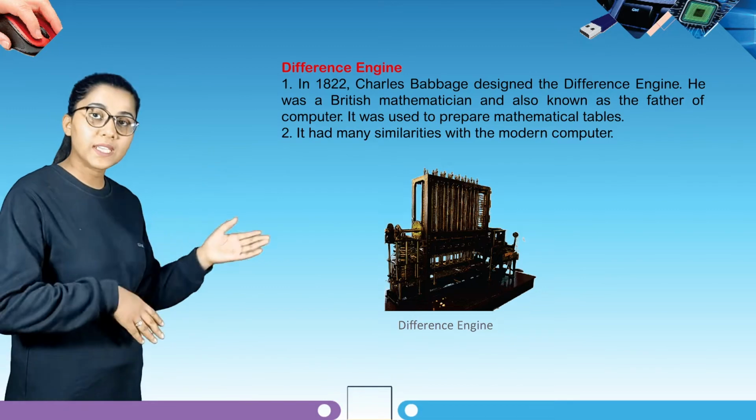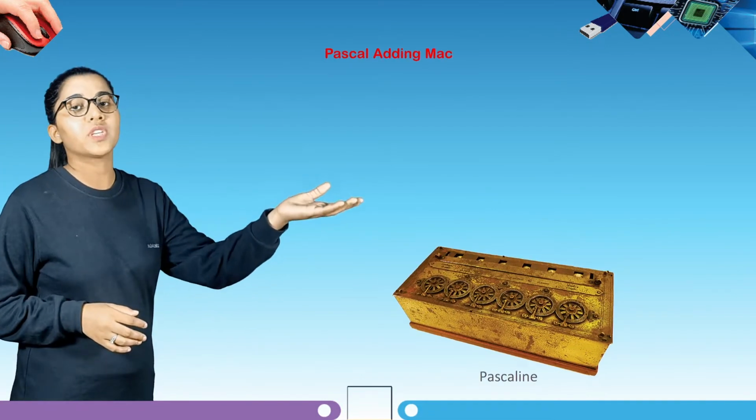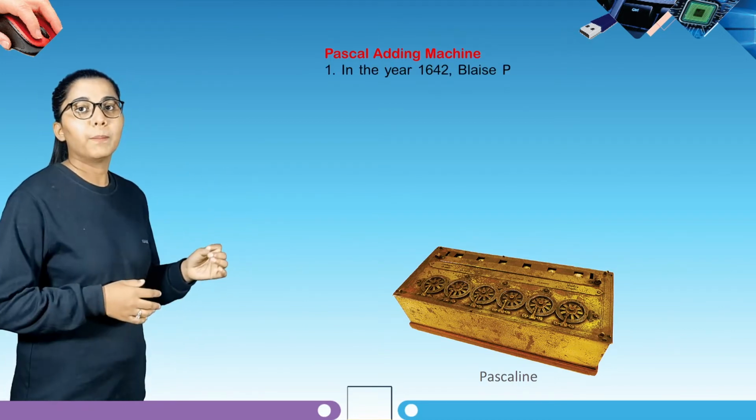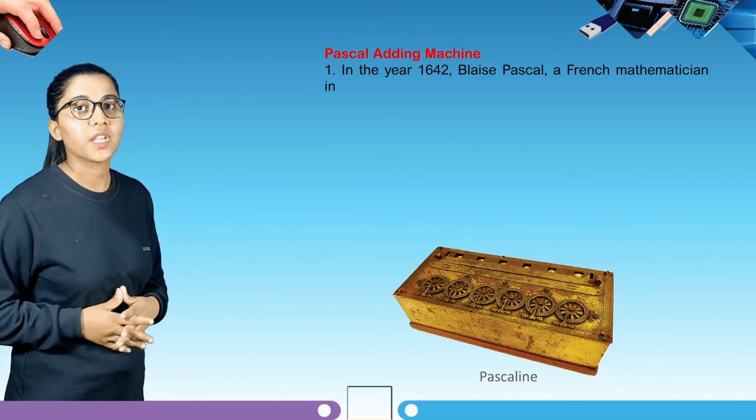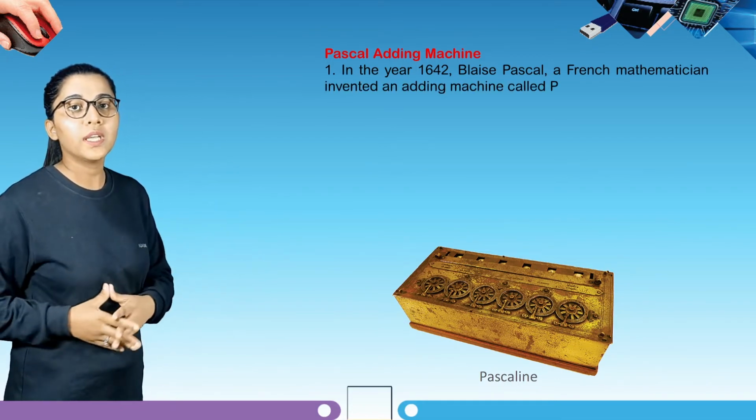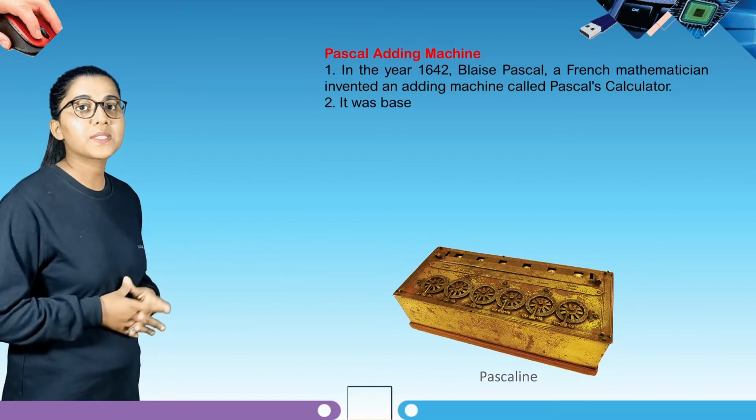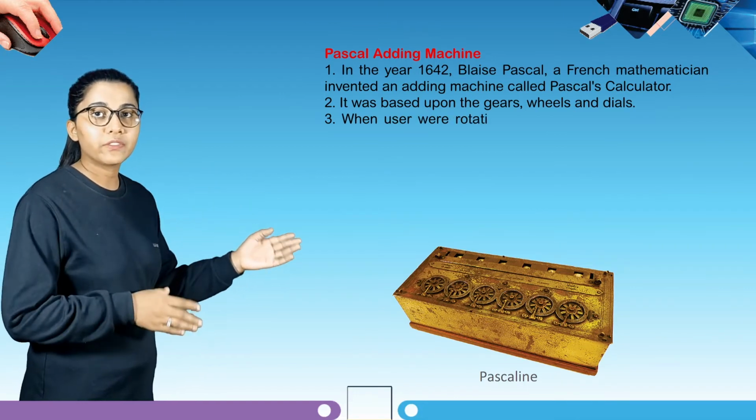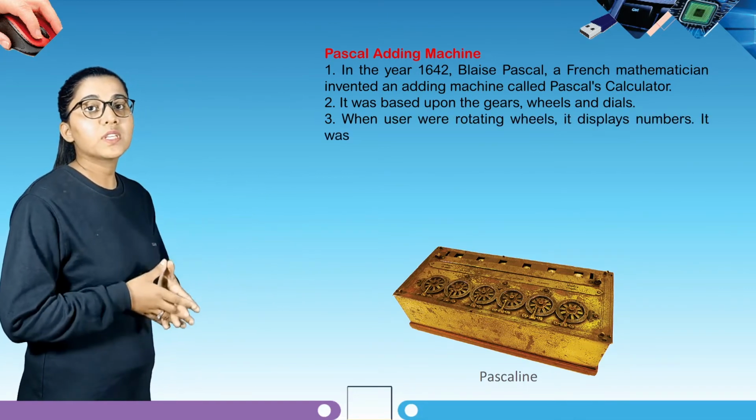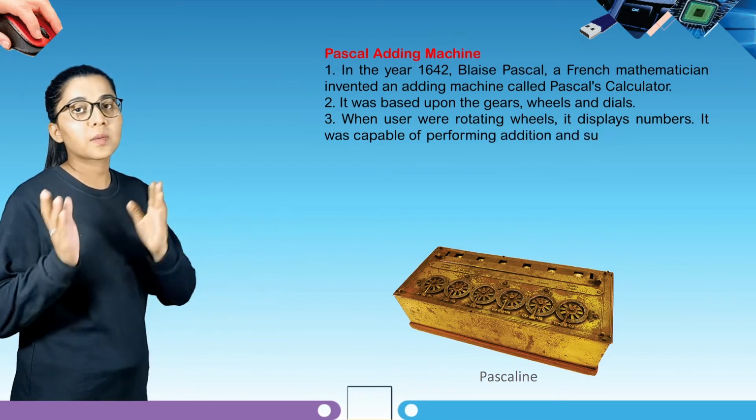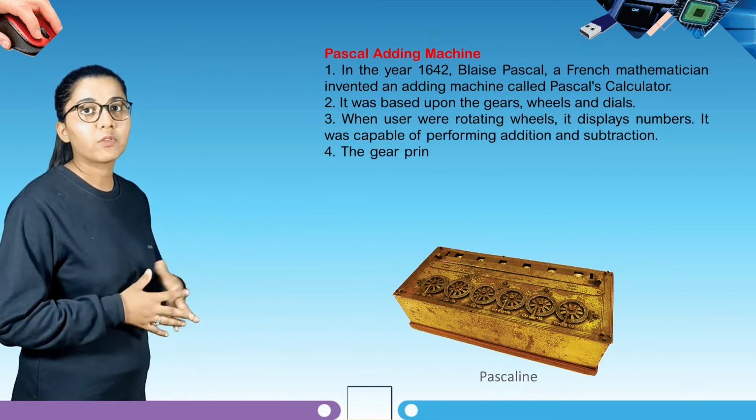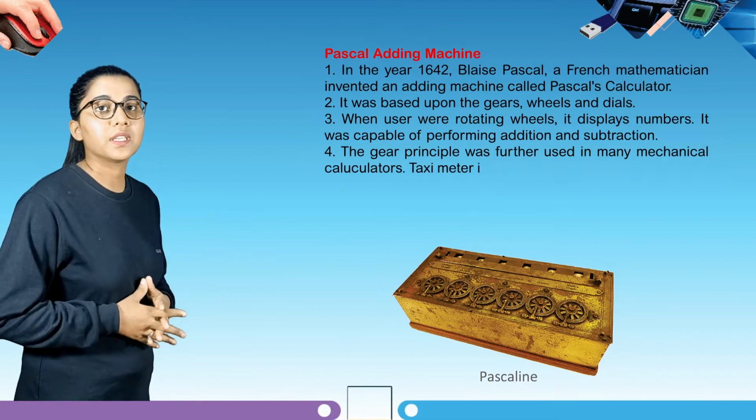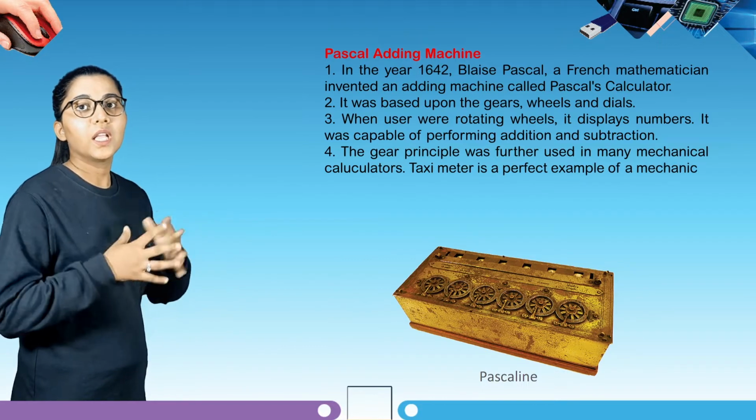Now students, our next device is Pascal adding machine. So let's learn about it in detail. In the year 1642, Blaise Pascal, a French mathematician, invented an adding machine called Pascal's calculator. It was based upon gears, wheels and dials. When users were rotating wheels, it displayed numbers. It was capable of performing addition and subtractions. The gear principle was further used in many mechanical calculators. Taximeter is a perfect example of mechanical calculator.